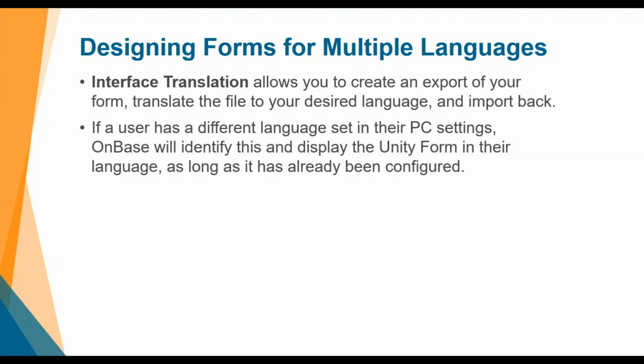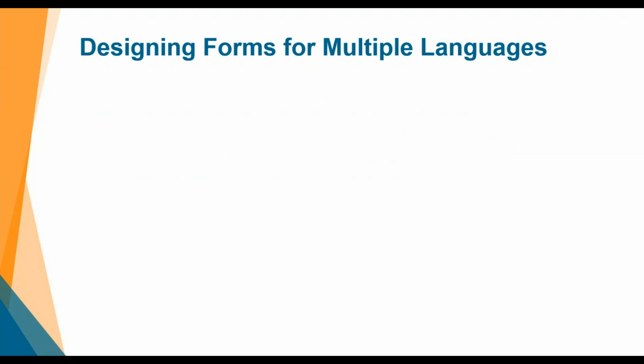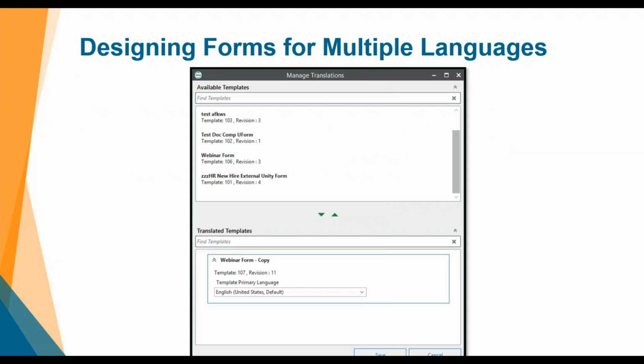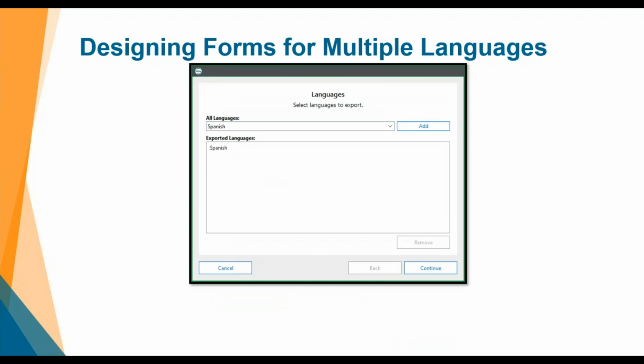We will export a text file that contains our Unity Forms text labels, translate those labels, and import it back to OnBase. Select the form you are translating, and then choose the original language. For example, we'll choose English. Next, we will go to the exports, choose the language that you are exporting to, save, and continue.